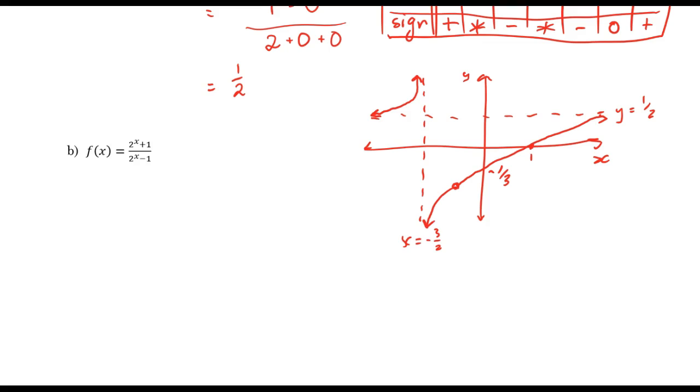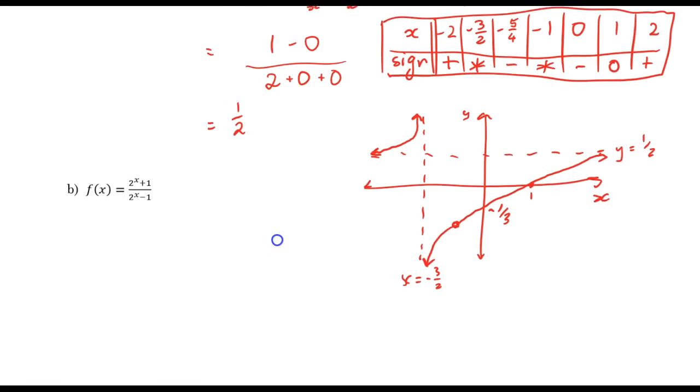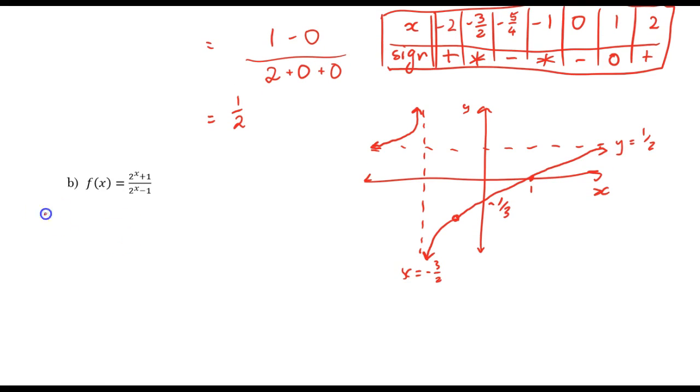Right, 2 to the negative infinity is like 1 over 2 to a very large number, which is approaching 0. So what we aim to do here is divide everything by our exponential. So consider this, the limit as 2 to the x plus 1 over 2 to the x minus 1.